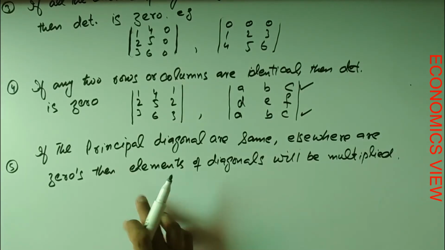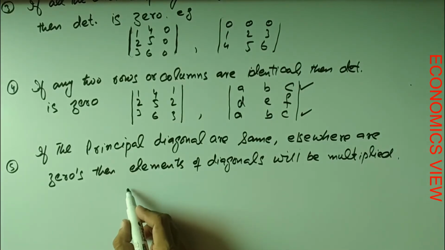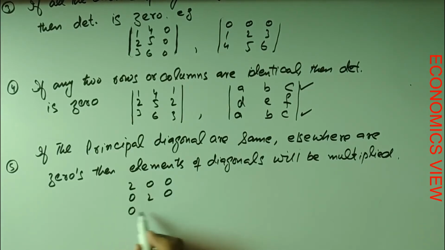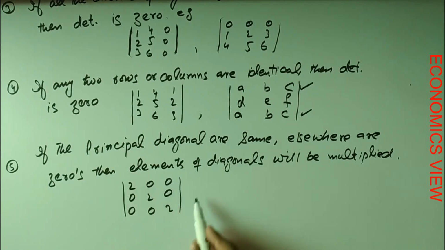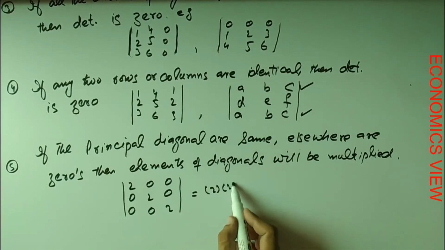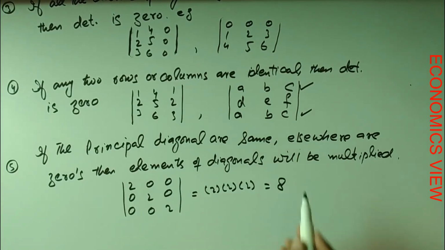Now we can take an example. For example, I can say 2 0 0 0 2 0 0 0 2. So all the principal diagonal elements are the same. So what I can do, I can just multiply 2 into 2 into 2. So this will be an answer of 8. So this is the fifth property.